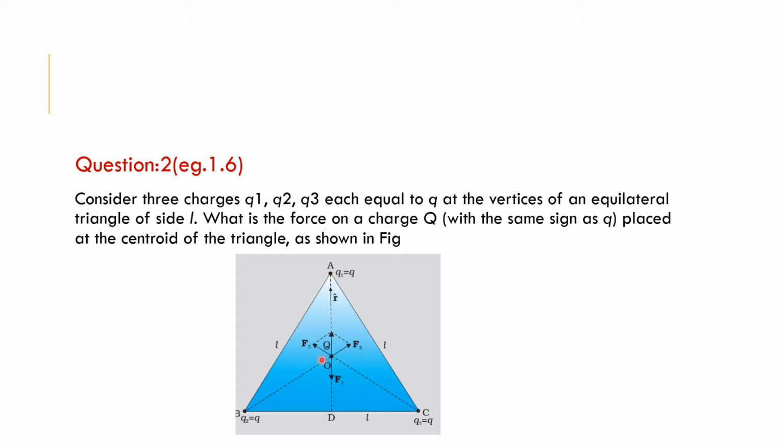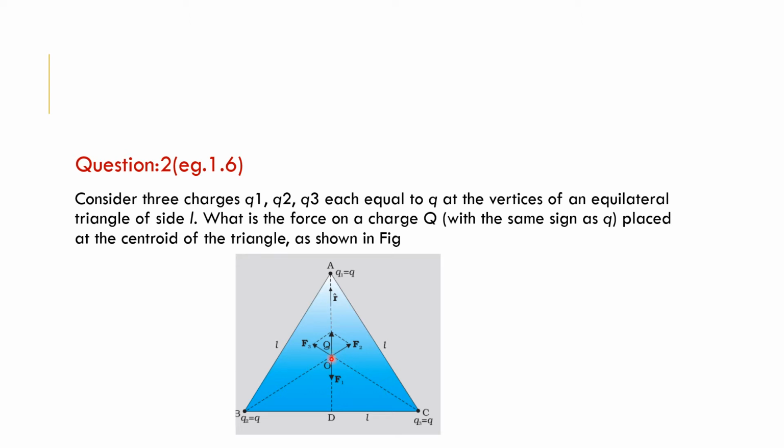Both are having the same sign. So the nature of the force will be repulsive. Same sign, so repulsive. Either both are positive or both are negative. So repulsive nature of the force. Accordingly you have to mark the direction of each force.